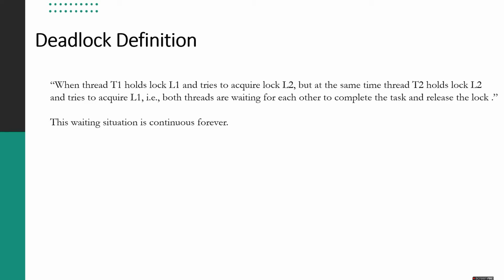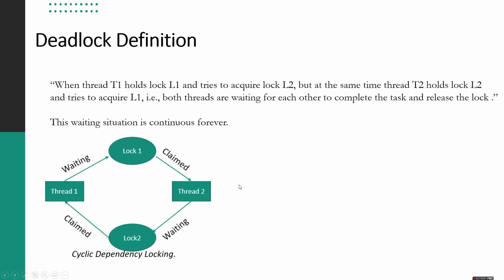When thread T1 holds a lock L1 and tries to acquire the lock L2, but at the same time thread T2 holds the lock L2 and tries to acquire the lock L1. That means both threads are waiting for each other to complete the task and release the lock. This waiting situation continues forever, and this deadlock situation arises because of cyclic dependency. This is the diagram of cyclic dependency.